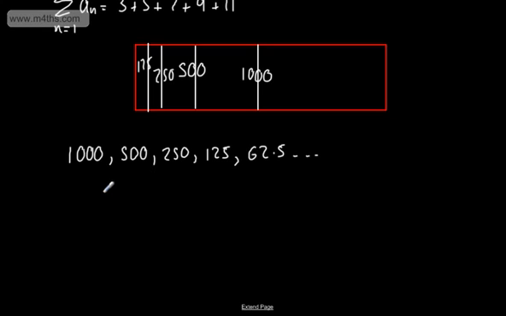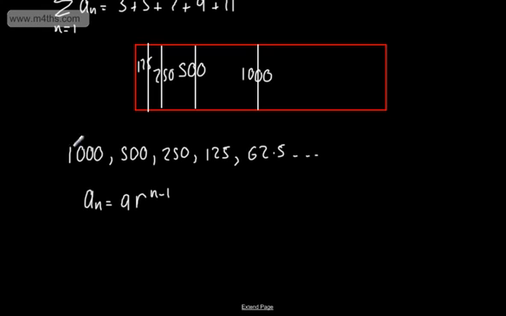a divergent sequence. In general, we can say that the nth term of a geometric sequence a sub n is given as a multiplied by r to the power of n minus 1, where a is the first term, r is the ratio, and n is the number of the term in the sequence.